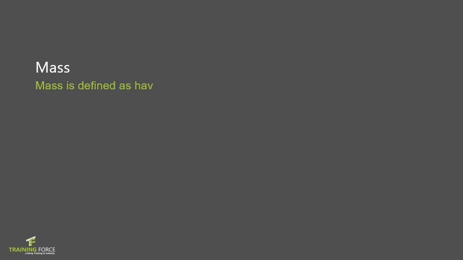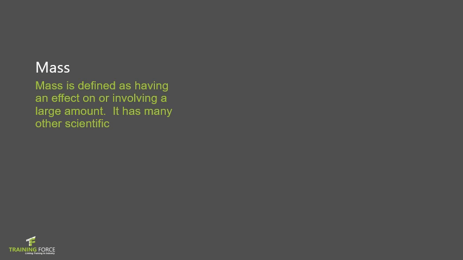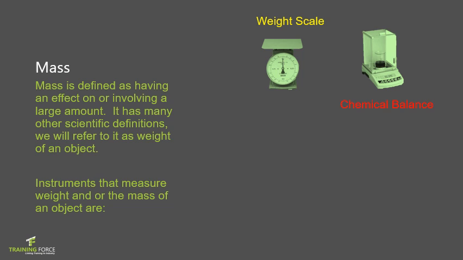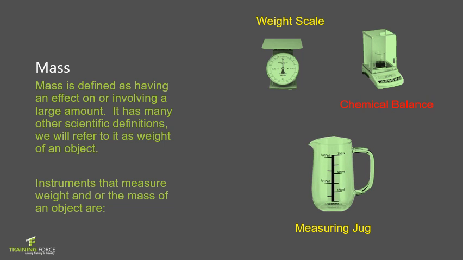Mass is defined as having an effect on or involving a large amount. It has many other scientific definitions, and we'll refer to it as weight. Instruments that measure weight and/or the mass of an object are weight scales, chemical balances, usually used in laboratories to measure the weight of an actual chemical, and measuring jugs that we use on a daily basis in our homes. We get spring scales, normal scales.